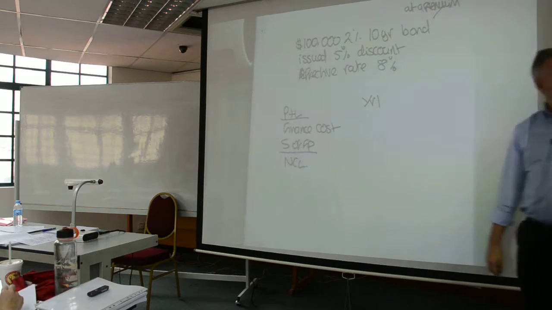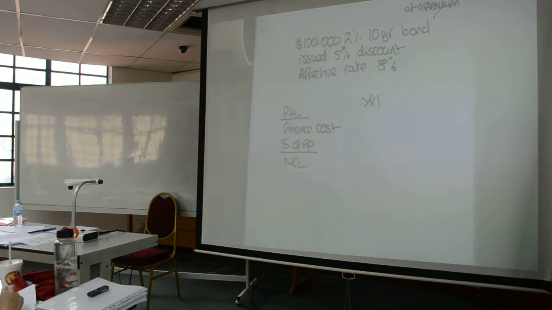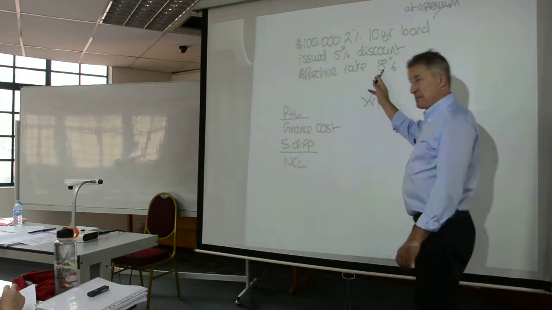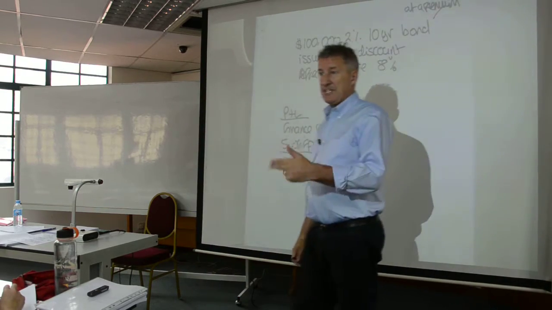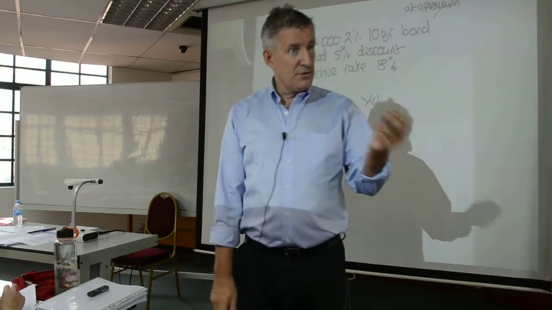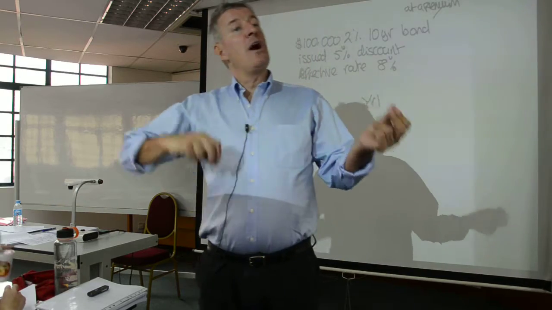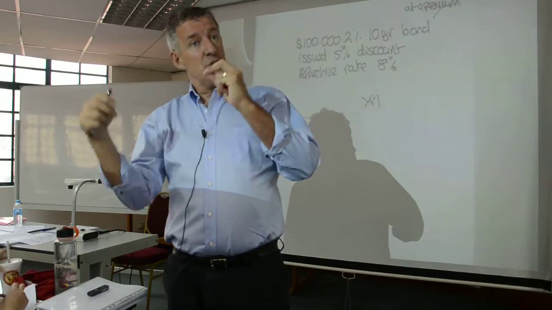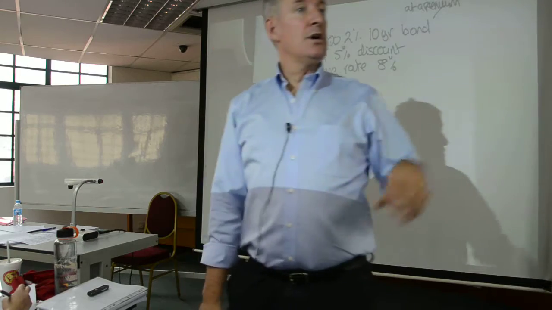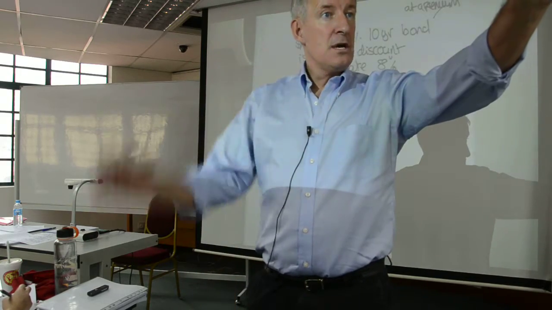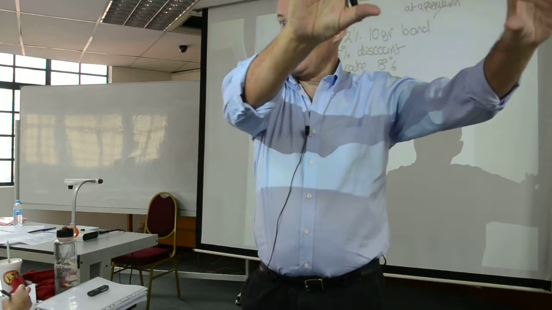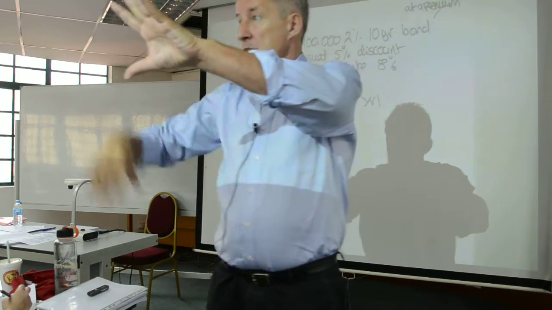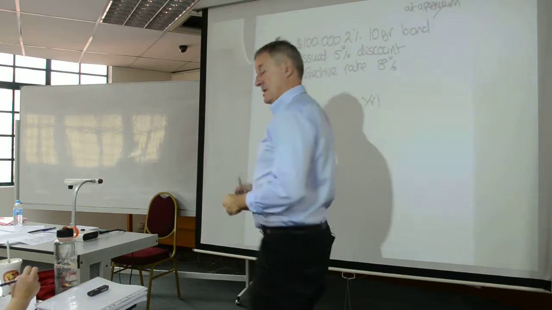So effectively, we're borrowing 95. Debit cash 95, credit liability 95. The cost of borrowing the money is 8%. So 8% on the 95 is your finance cost. You are then going to repay 2,000. So your key working is 95,000 plus 8% of 95,000 minus 2,000 will give you your closing liability.